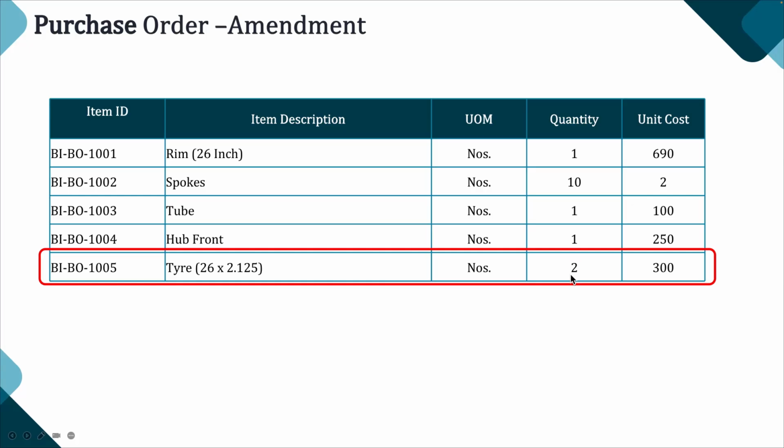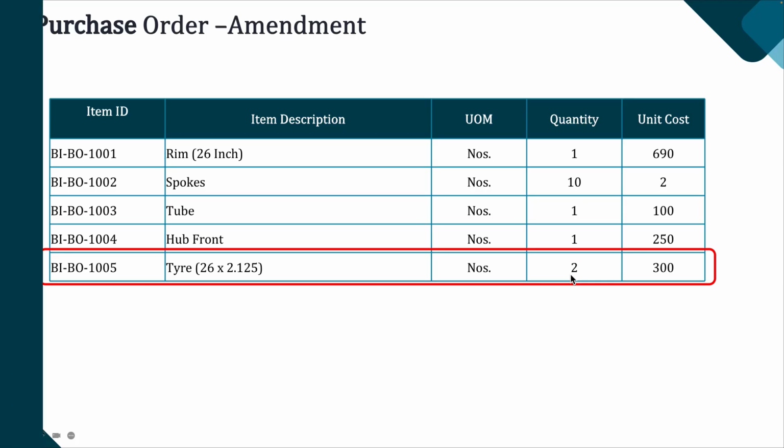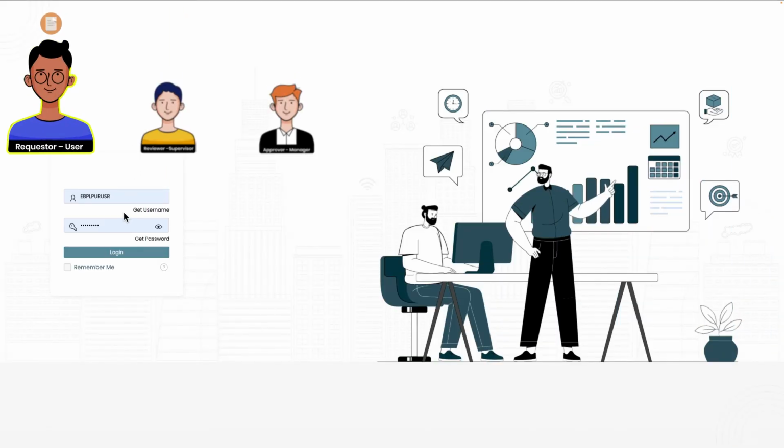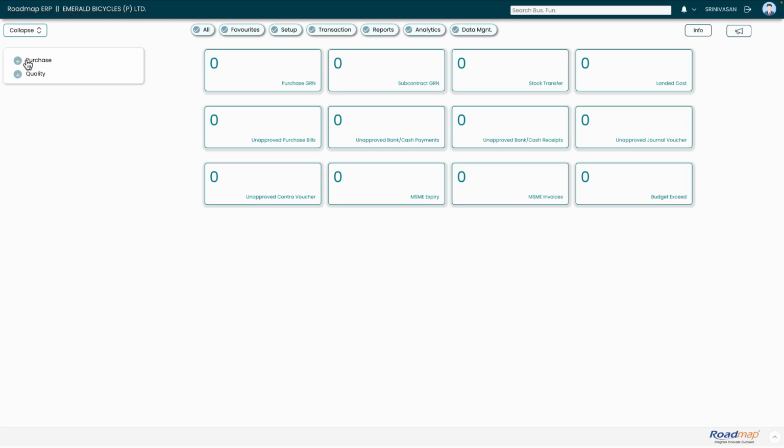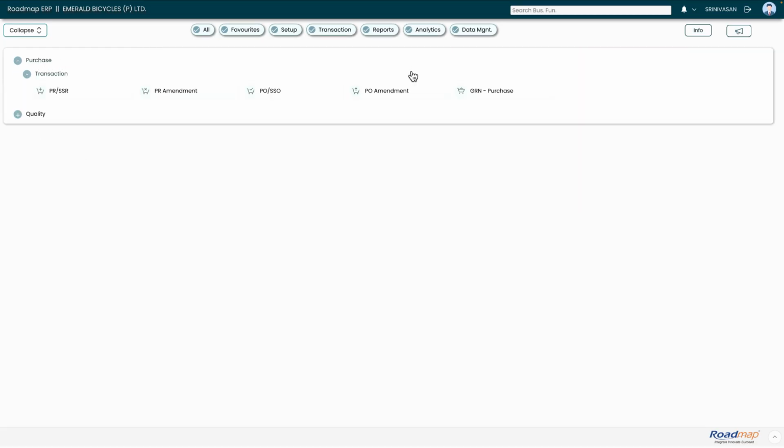So for creating, let's log in as our purchase user. For that, move on to your login page. So here you will be logging in as a purchase user. Click on login. Click on purchase. Now navigate to your purchase order amendment.